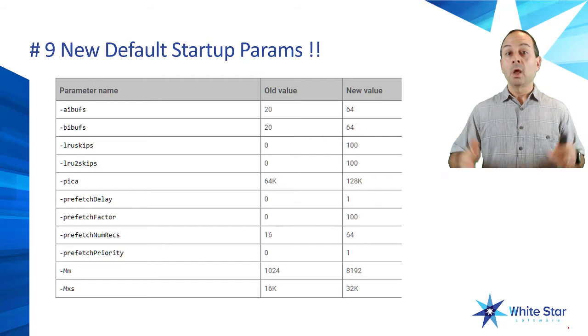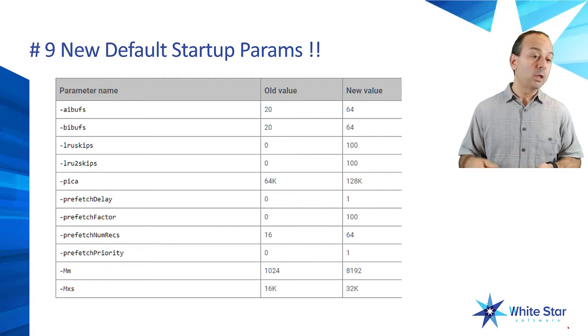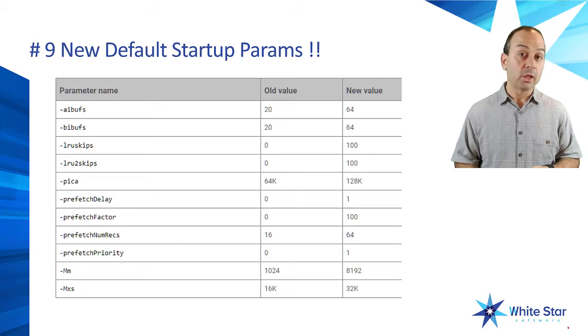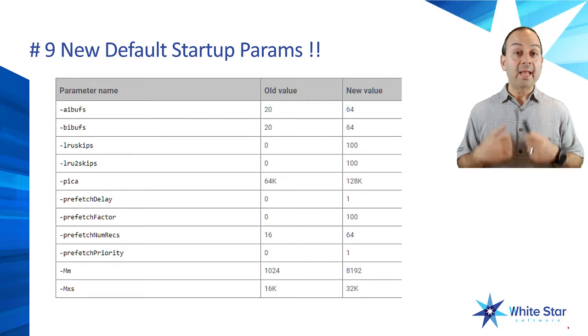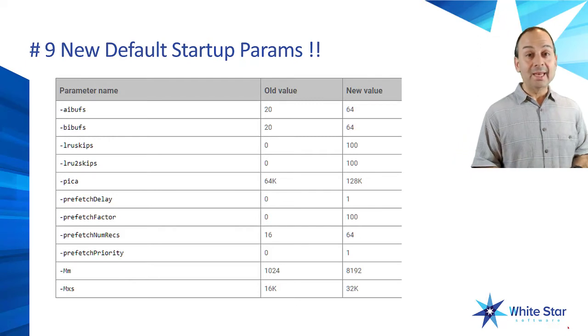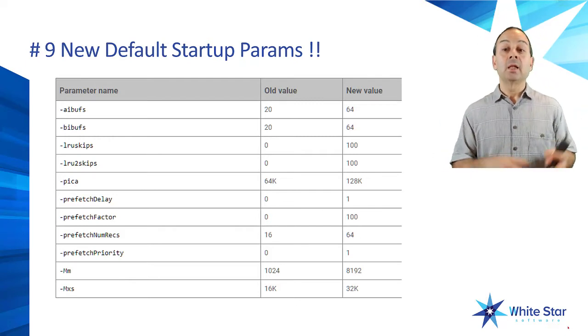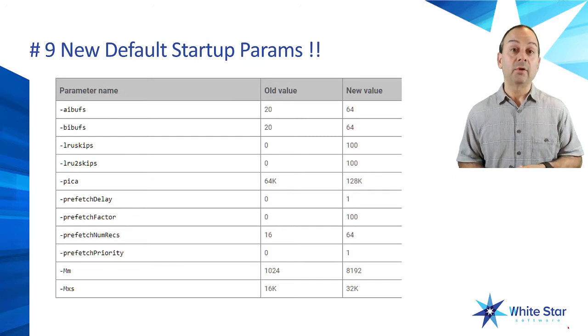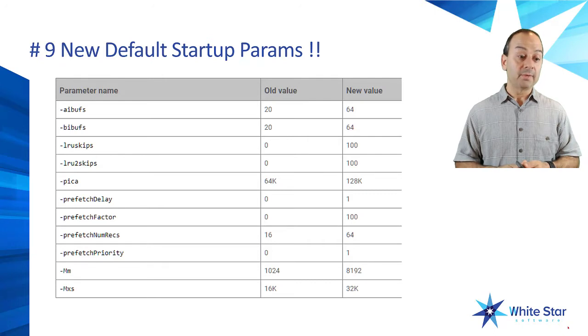We come in, we run ProTop a health check, and we're like, oh, you're running the default value for AI buffs. You're running the default value for BI buffs. You haven't enabled LRU skips. So let's just go ahead and implement some very logical default parameters. There isn't really any downside to enabling these parameters. So finally, Progress said, hey, let's just set these as the new default values. So LRU skips 100, AI buffs, BI buffs 64, minus MM of 8192.